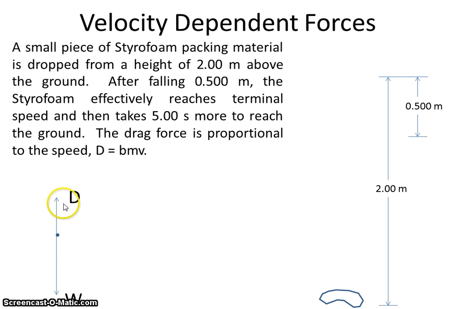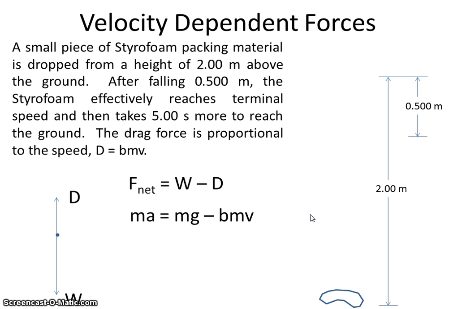So this would be the free body diagram for the first 0.5 meters, something like this. After the 0.5 meters, the drag is equal to the weight since it has reached terminal speed. But in the region up here, the net force would be given as W minus D. And of course, F net is equal to ma, weight is equal to mg, and the drag force is bmv. We can divide both sides by m, and we get the acceleration is equal to the gravitational field strength minus bv. Now, after the 0.5 meters, the acceleration is 0.